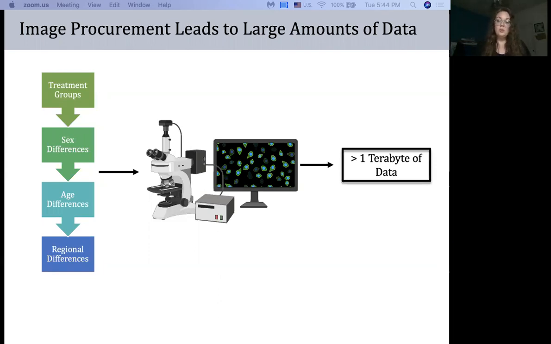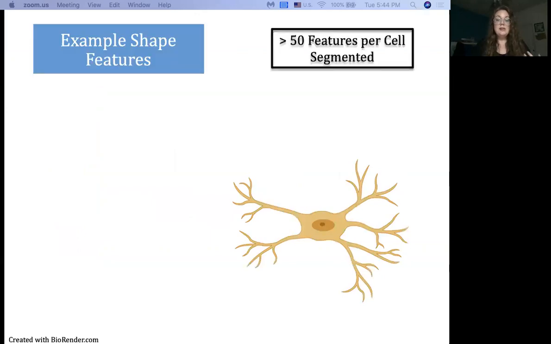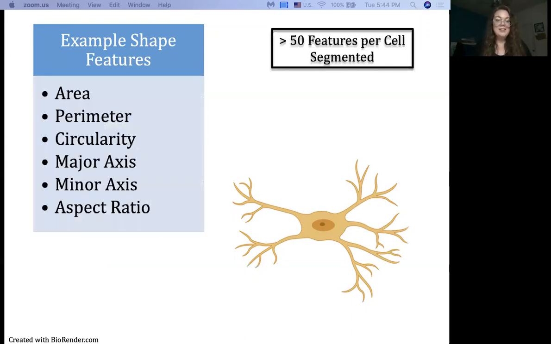And my own personal work that studies shape features of cells, some example shape features can give us over 50 features per cell segmented. And then we have to break down what do these example shape features such as area and perimeter and circularity mean in greater respect of the brain microenvironment.